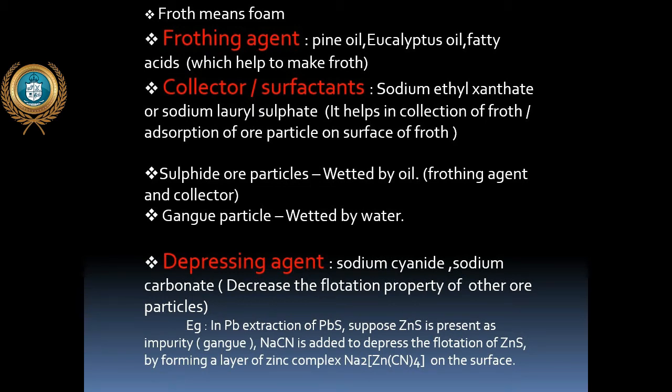This is the froth flotation process. Here the foam we collect separately, then we'll dry it and take it for the next process. And the downward particles, the water and gangue, will be removed later. So here we are taking one more thing, a depressing agent. The use of the depressing agent is to decrease the flotation property of other ore particles. For example, sodium cyanide or sodium carbonate.